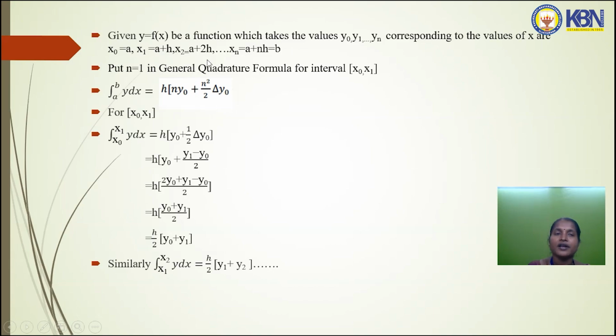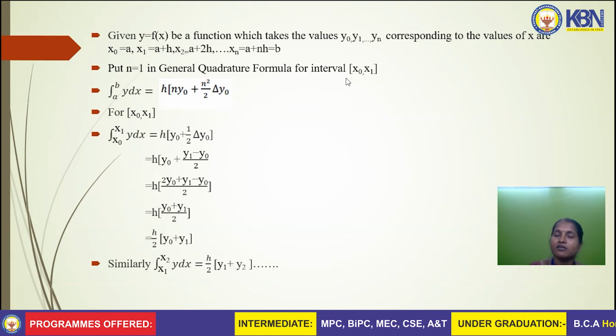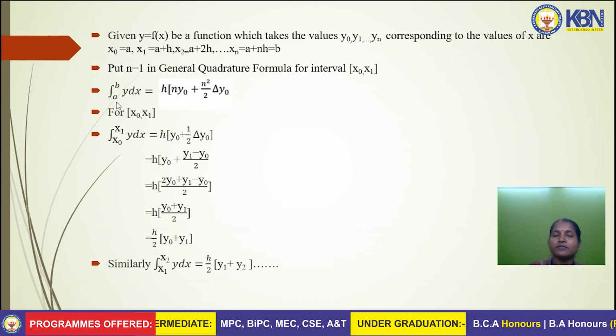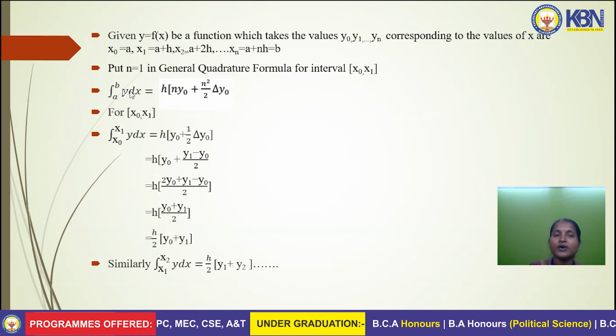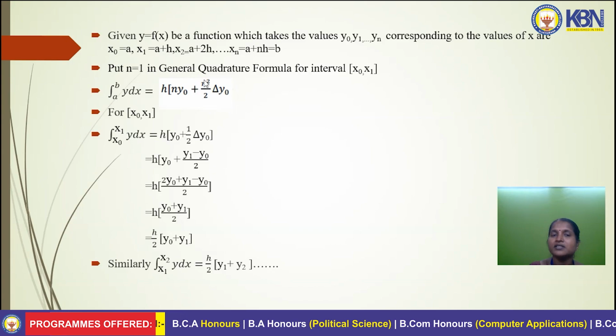Now put n is equal to 1 in the general quadrature formula for the interval x0, x1. In the starting class we covered the general quadrature formula. Putting n is equal to 1, we get the integral of y dx is equal to h into n y0 plus n square by 2 delta y0, because n is equal to 1 we can substitute, for the interval x0 to x1.